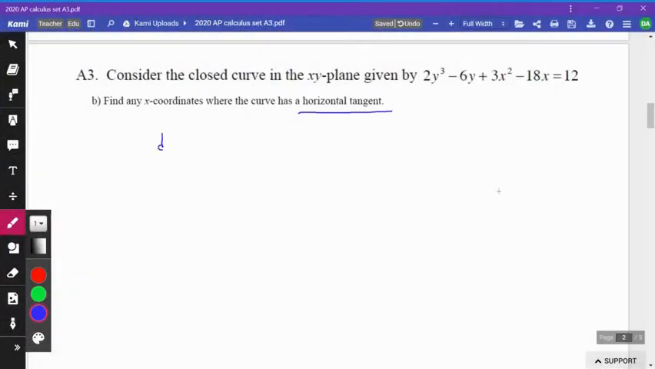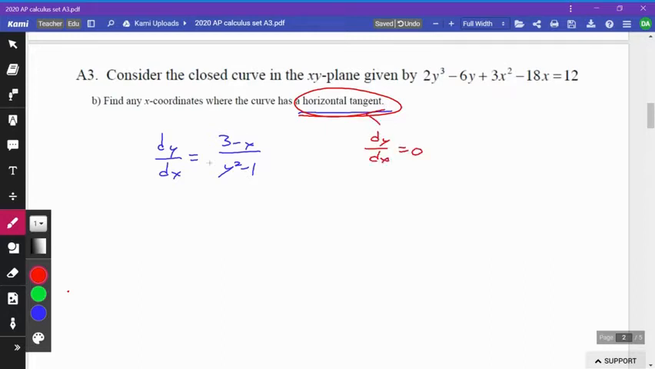Part B, you want to find where they have a horizontal tangent. The derivative from the first part, which is already given, is (3 minus x) over (y squared minus 1). Just remember a few things. For a horizontal tangent, I need the derivative to equal 0. Since I have a rational expression, when the top is equal to 0, the entire thing is equal to 0. When the bottom is equal to 0, it would be an undefined slope, which would be a vertical tangent.